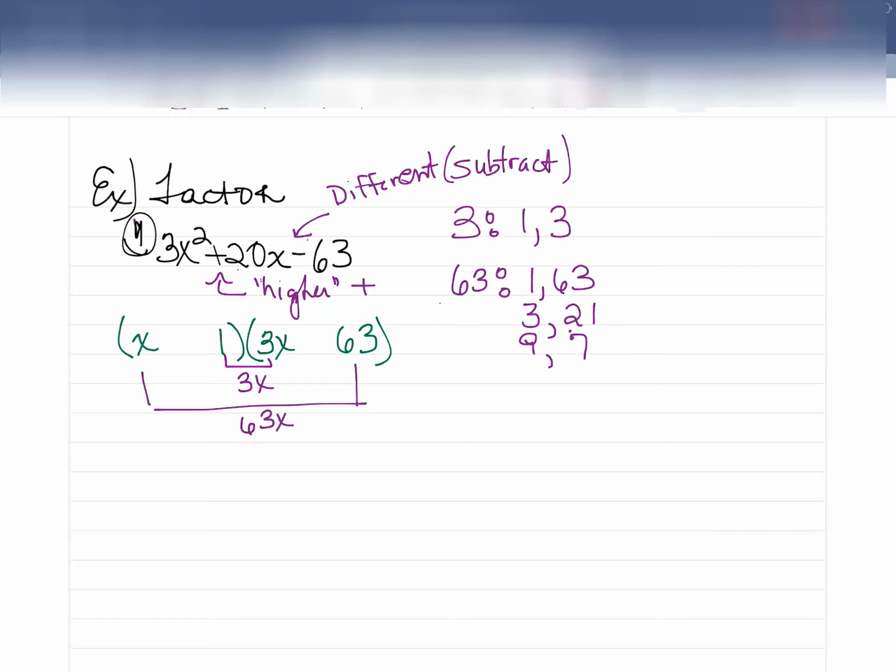If I were to subtract, 63 minus 3 is going to give me a 60. That is not what we want. That means that's not the answer. Okay. Doesn't matter how I put the signs in, it's not going to work.